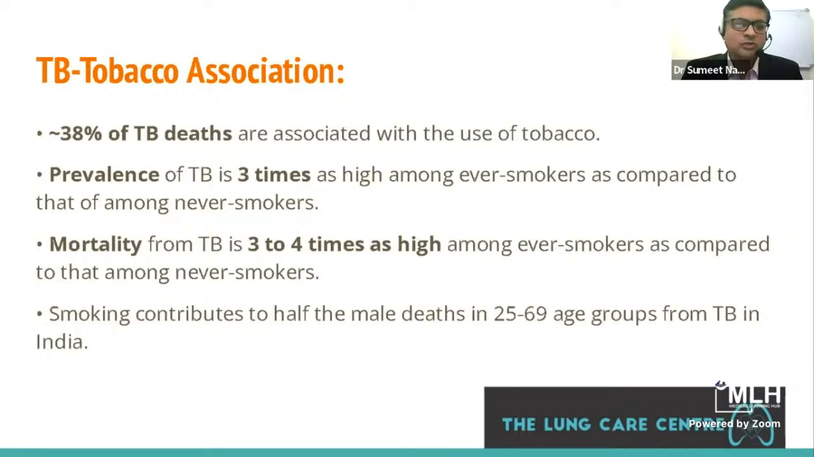48% of TB deaths are associated with the use of tobacco, and prevalence and mortality both are around 3 to 4 times higher among ever smokers as compared to never smokers. Smoking contributes to half of the male deaths in the 25 to 69 years age group.